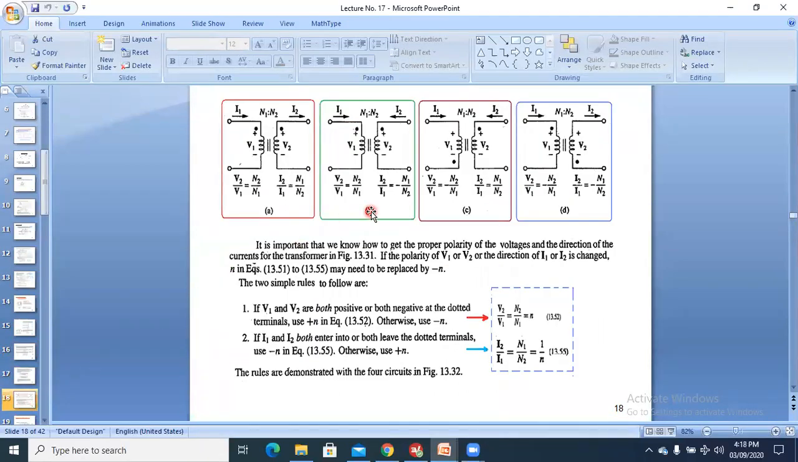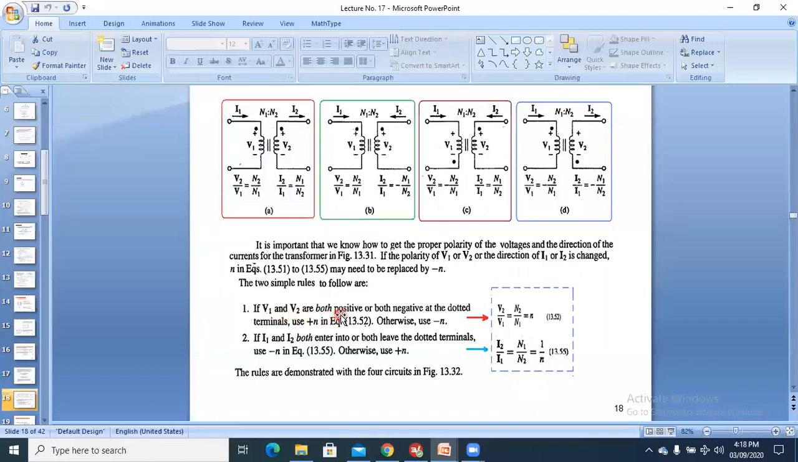But the turn ratio can be negative. That is no surprise, because that depends on the dot convention. So what is the convention for the dot and the negative turn ratio?